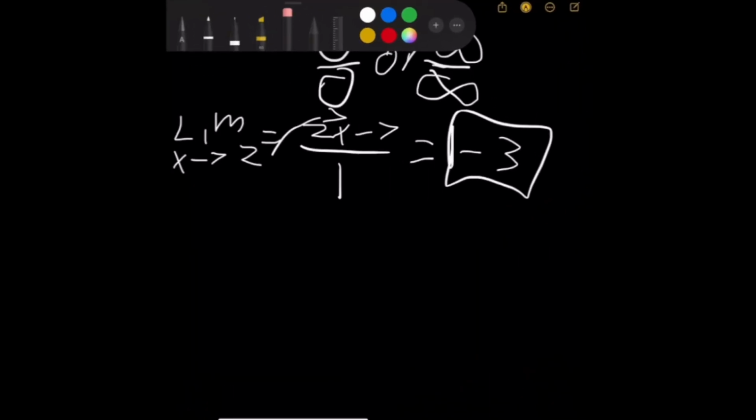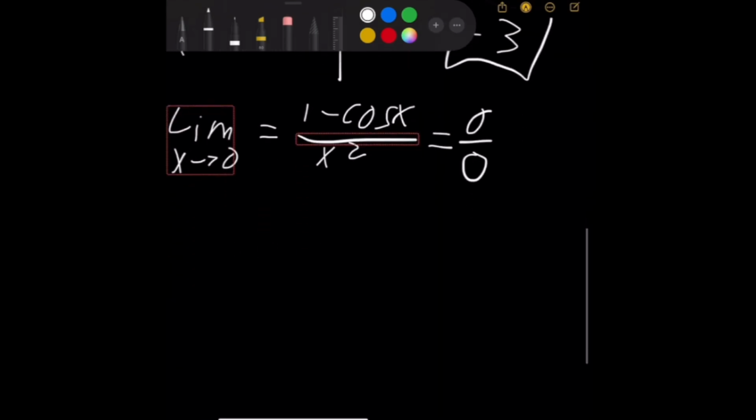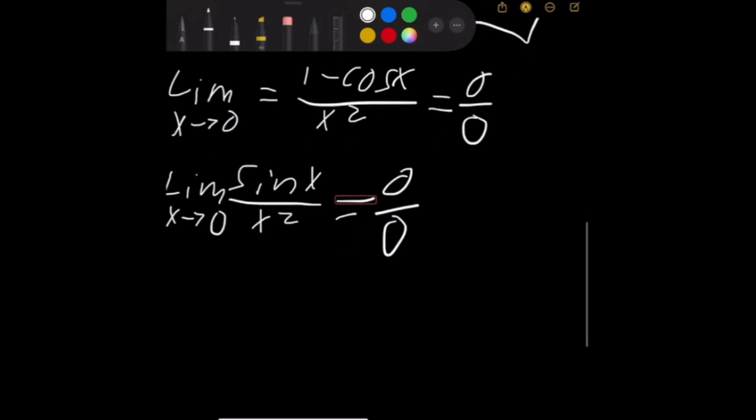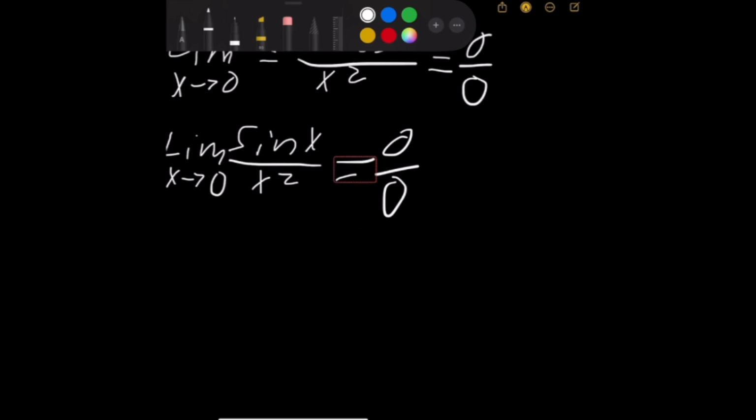Okay, so I forgot to mention, but you could use L'Hopital's more than once if you get 0 over 0 again. So in this example, using L'Hopital's, that would be sine of x over x squared as x approaches 0. That would still equal 0 over 0. So you could just keep doing L'Hopital's until you get an answer.